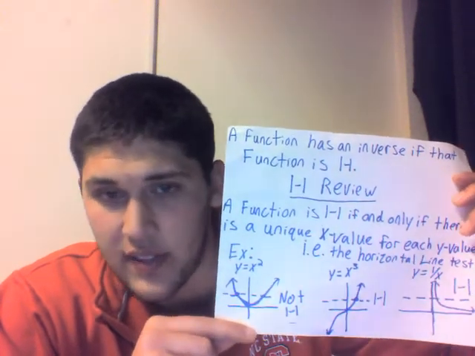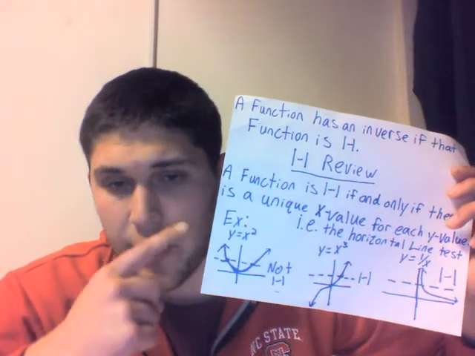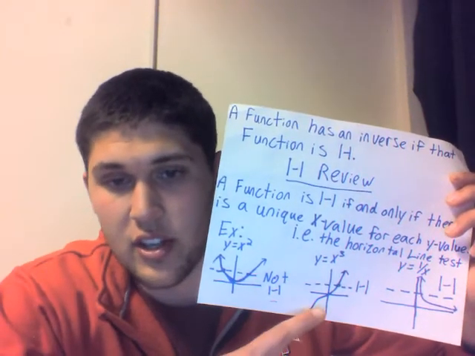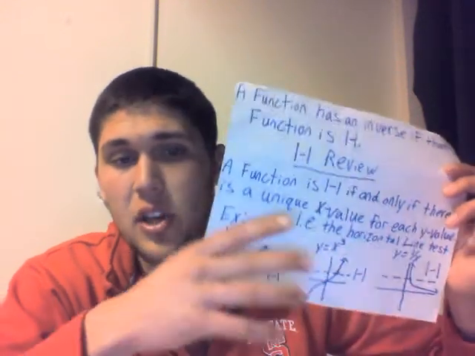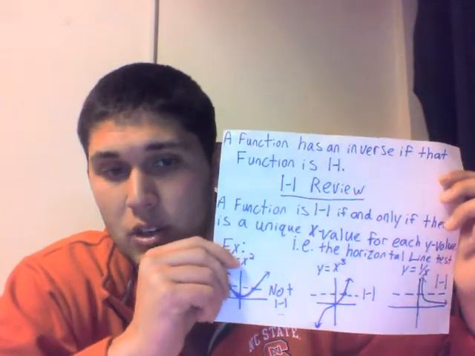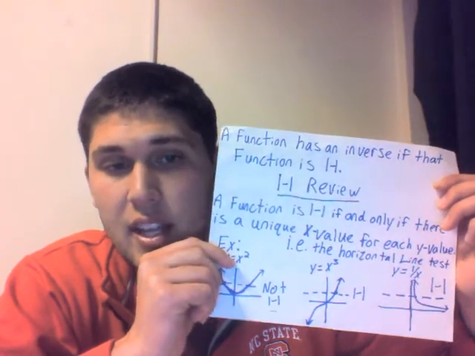Notice the domain and ranges of these functions, the second one and the third one in particular. This one, domain and range here is all real numbers, and the domain and range here is restricted. So that can play an important part in if a function is one-to-one or not, and I'll show you an example of that right here.